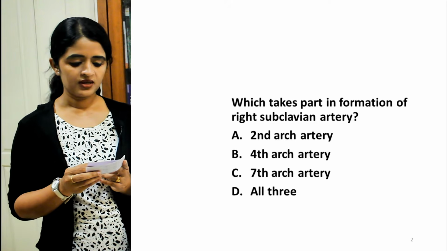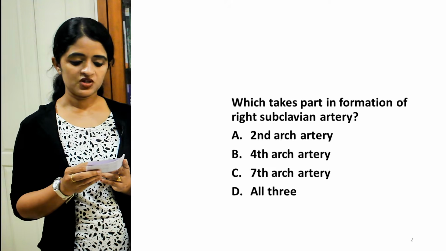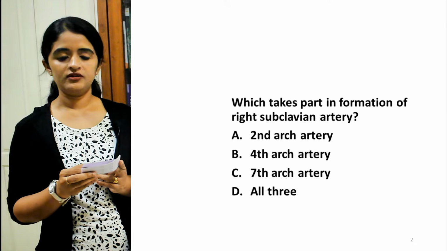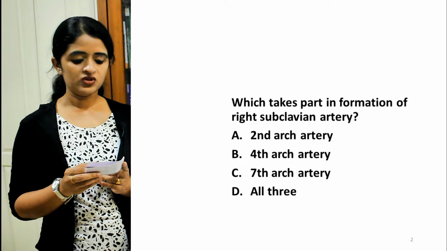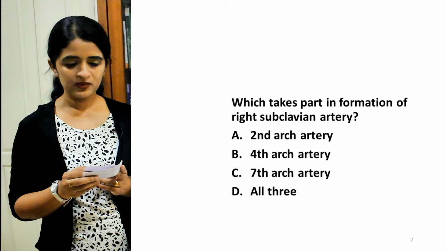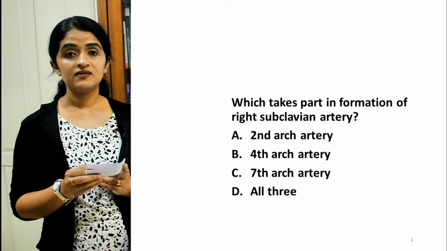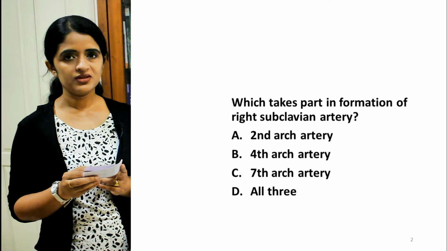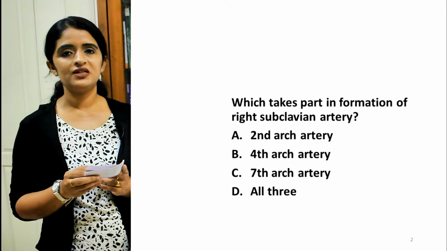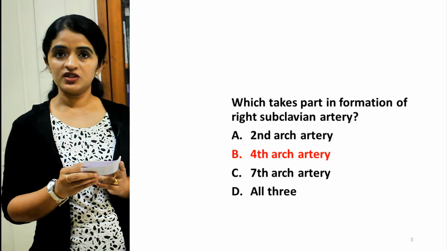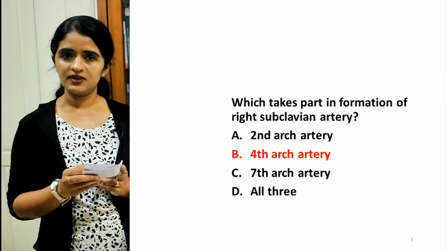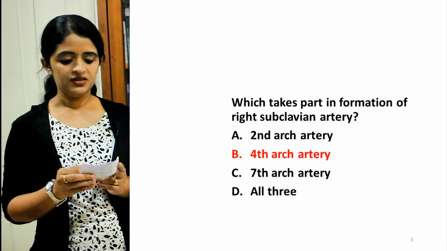Let's see the options. A, second arch artery; fourth arch artery; seventh arch artery; and all the three. Here the confusion will be between fourth and seventh, but you have to remember one thing, it's the seventh cervical intersegmental artery, it's not the seventh arch artery. We don't have any seventh arch artery, right? So out of fourth arch artery and seventh cervical intersegmental artery, we have only one option, that is the fourth arch artery.